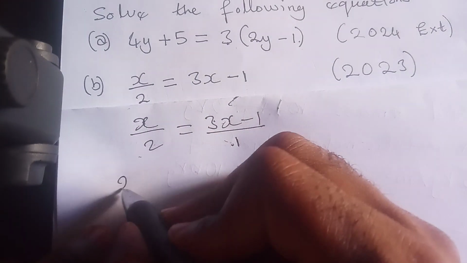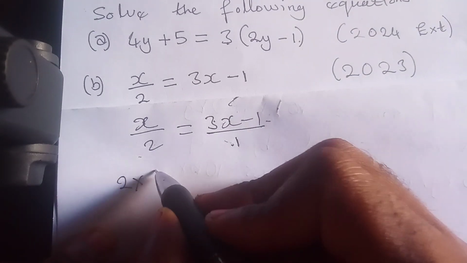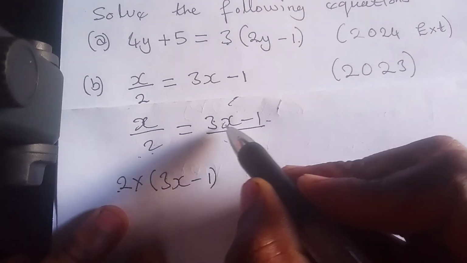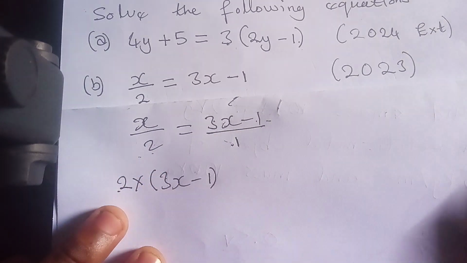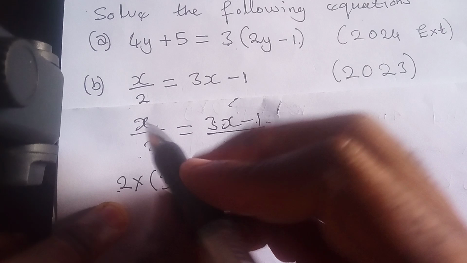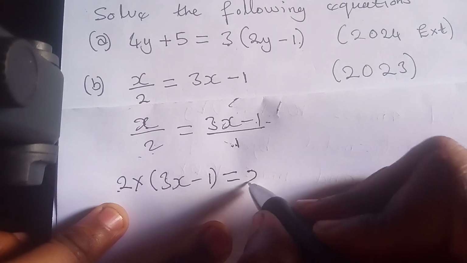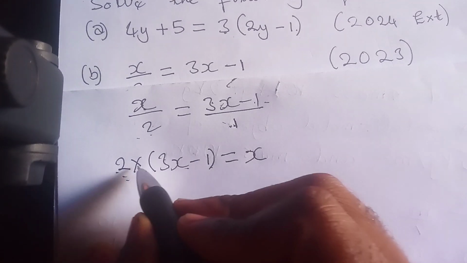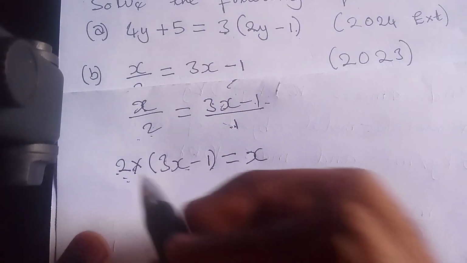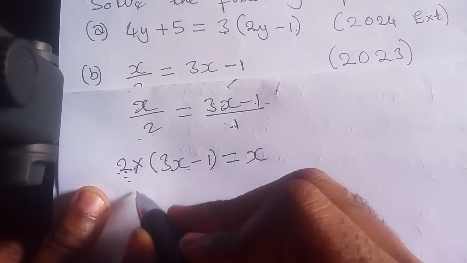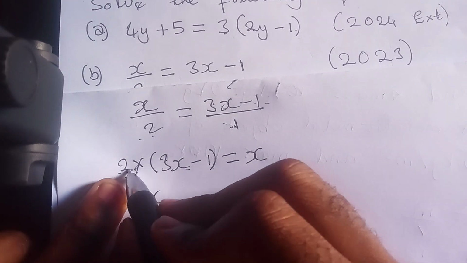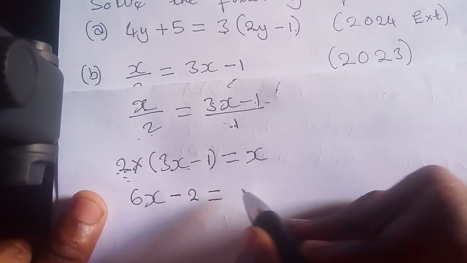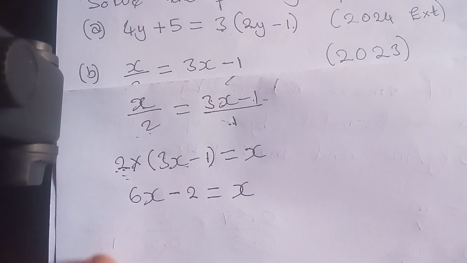So I can say 2 multiplied by this, I'll put it in brackets, because this 2 is multiplying by each of these two numbers. It's more like expansion. And then x times 1, this is x. So now I can expand the brackets. You may not even need to write this multiplication sign. So this times this is 6x. Then 2 times -1 is -2. Then everything is equal to x.